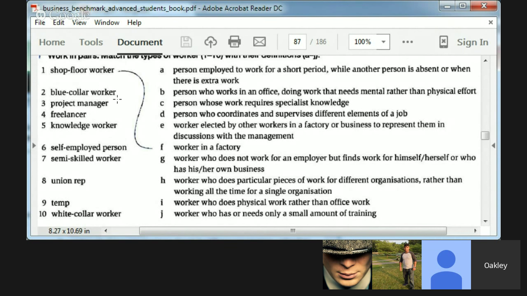Saiban, number two. Can you find the definition for blue-collar worker here? Okay, blue-collar workers. So, I think it is C. Person, those work require special knowledge or not? Not exactly. No. There's another better word for that. It's so hard, teacher, to guess even.